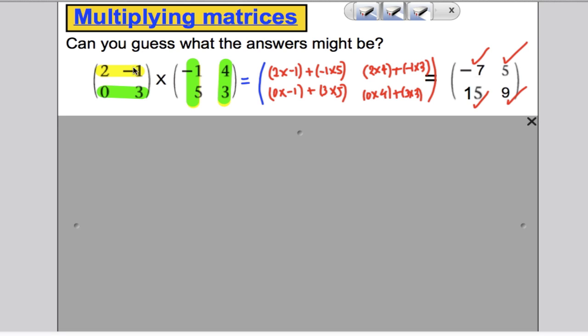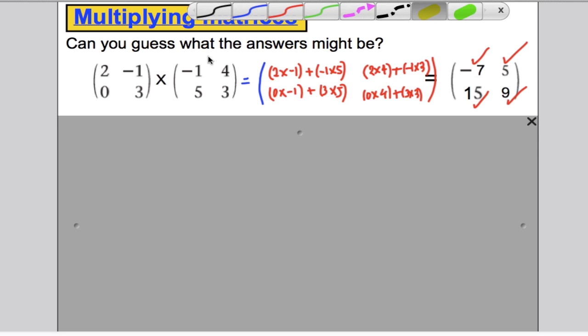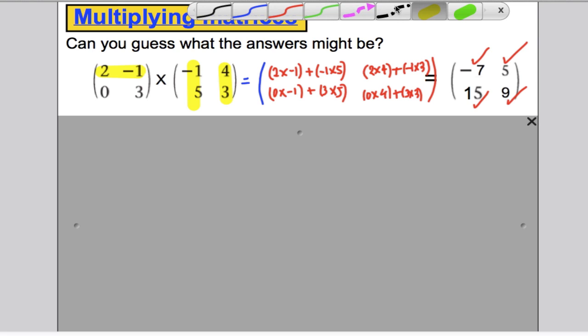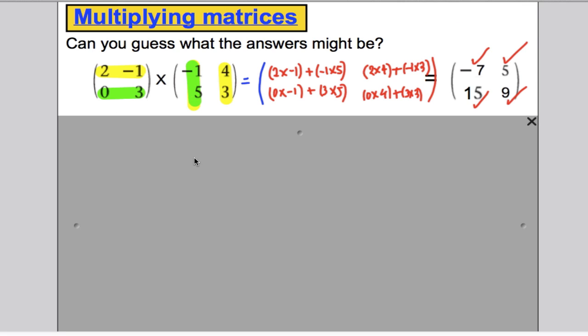Let's just summarize that again to get each element. To get the top left-hand corner element, I do the top row, the first row, times the first column. To do the top right-hand corner element, I do first row multiplied by second column, and that gets me this one. To get the bottom left element, I do the bottom row times the first column. And then to get the bottom right element, I do the bottom row times the second column. Hopefully you've got some intuition how this might work, and I'll go into slightly more detail in a second.